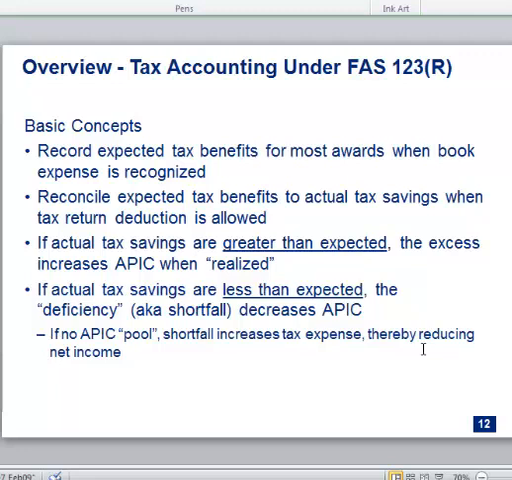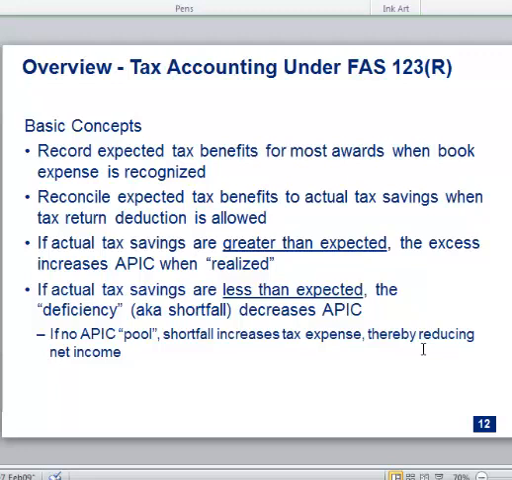Okay, so basic concept number 1. For most awards, NSOs, RSUs, RSAs, we book a tax benefit, we book a DTA when there's book expense. Okay, the next thing we do is the time passes and there's some kind of settlement. There's either vesting or there's an exercise of an option. Something happens where we realize our tax consequences. And we've got to figure out how much was the actual tax effect compared to what the book expense was, because there's going to be a difference.